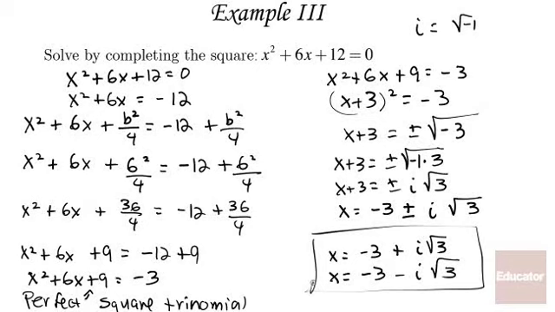So solving by completing the square, isolating the x variable terms on the left and the constants on the right. Adding b squared over 4 to both sides gave me a perfect square trinomial on the left, which was x plus 3 squared, and negative 3 on the right. Solving by taking the square root of both sides gave me this. I then simplified this, since square root of negative 1 is i, into i radical 3, and then isolated x to get x equals negative 3 plus i radical 3, x equals negative 3 minus i radical 3.